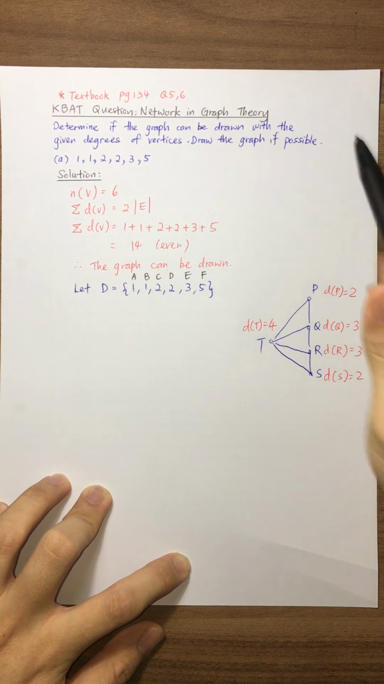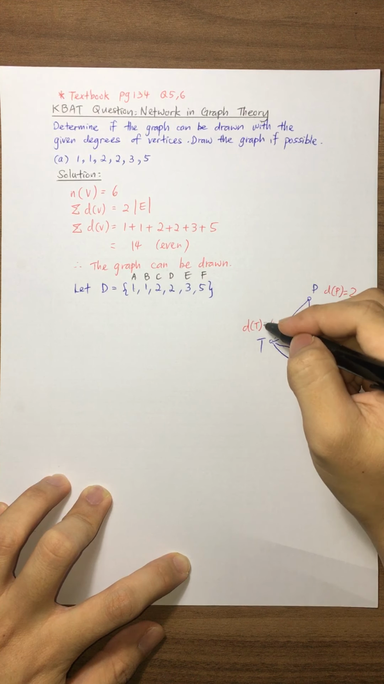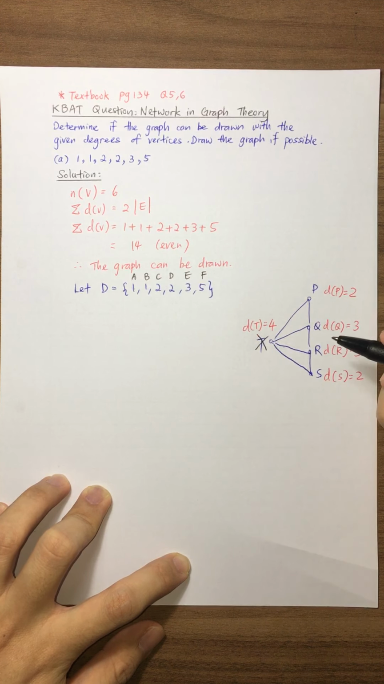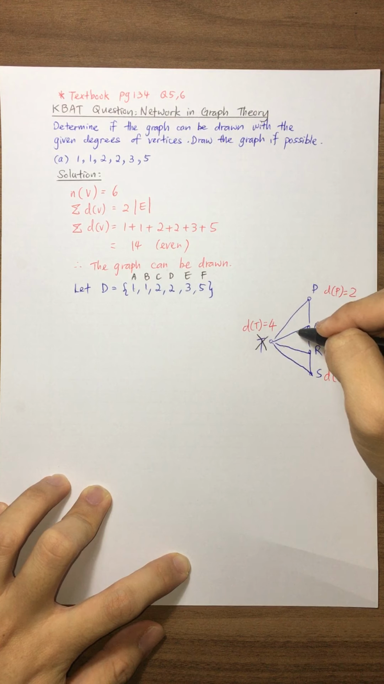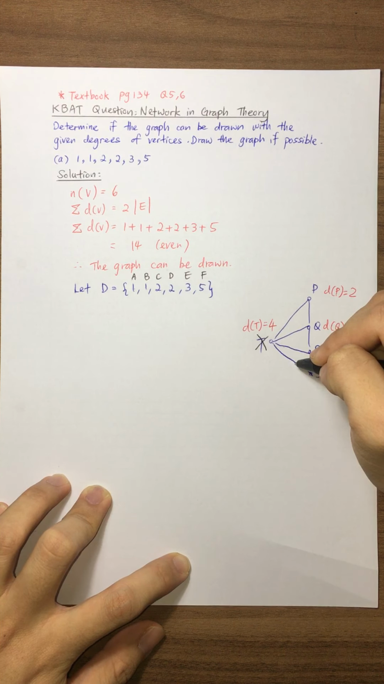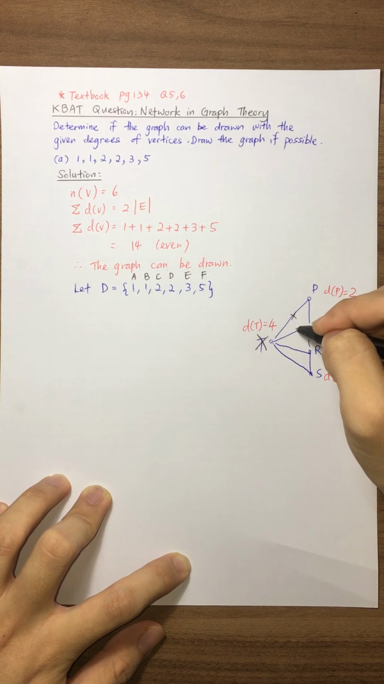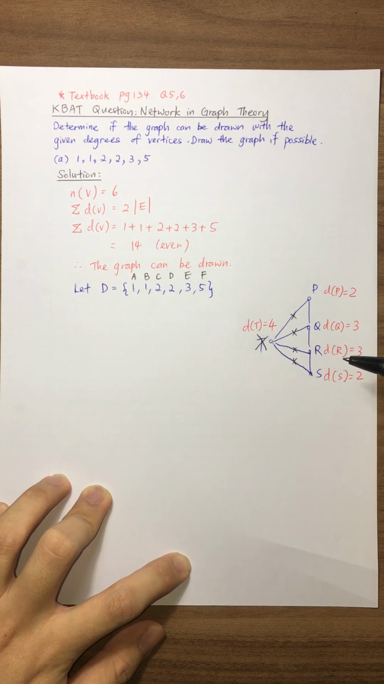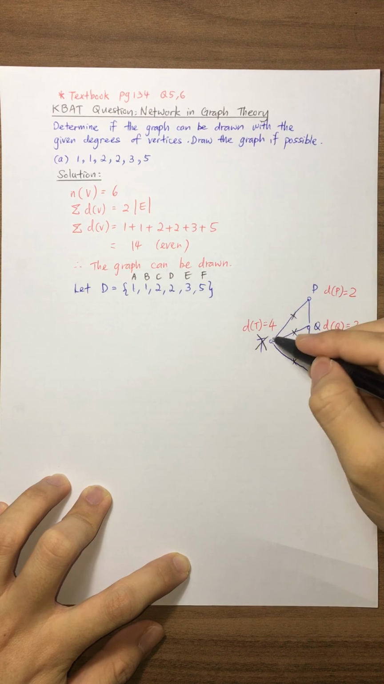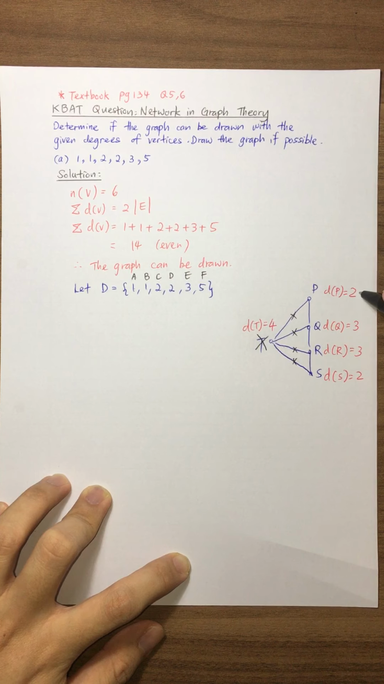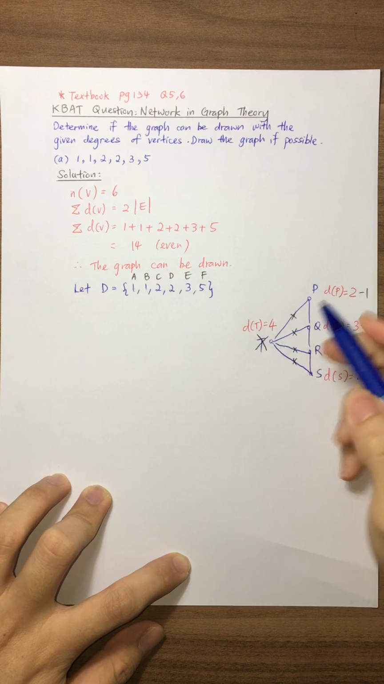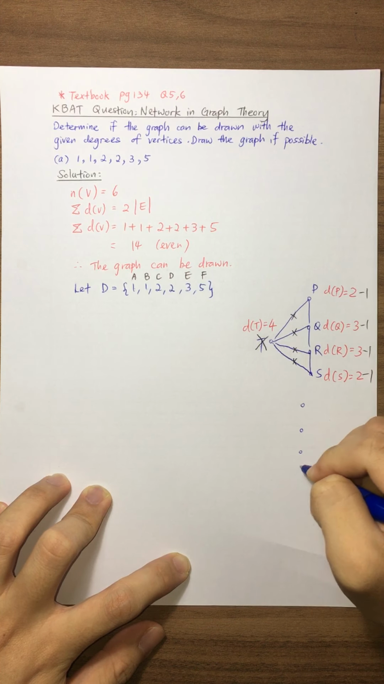So for example, if I want to delete the vertex T, all the corresponding edges have to be deleted as well. So I have to take out all of these. And then when we take out all of the edges here, we have to minus 1 from the other vertices. Right? So once we take out T, what are we left with?